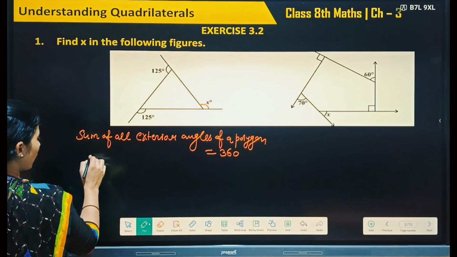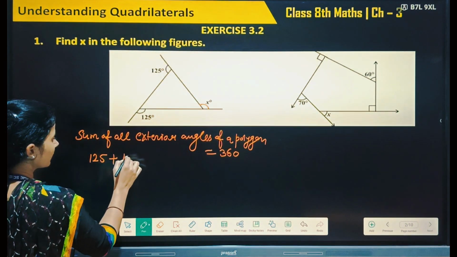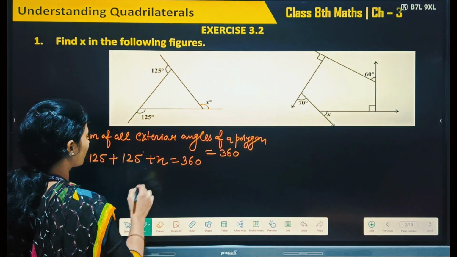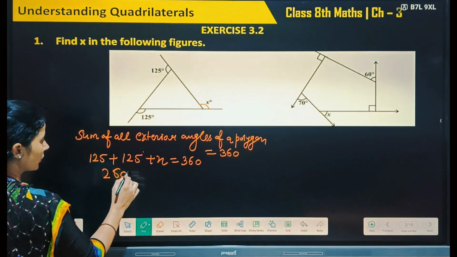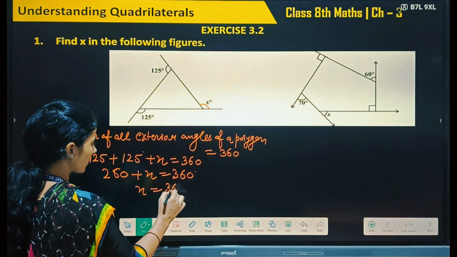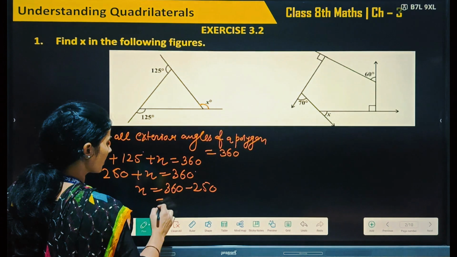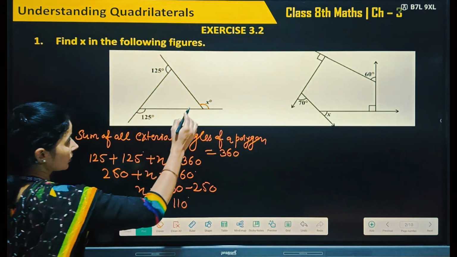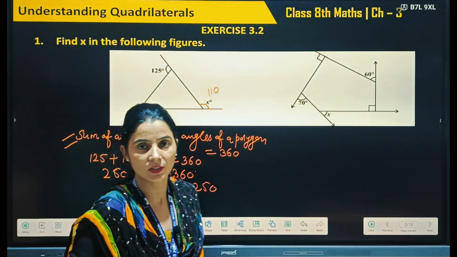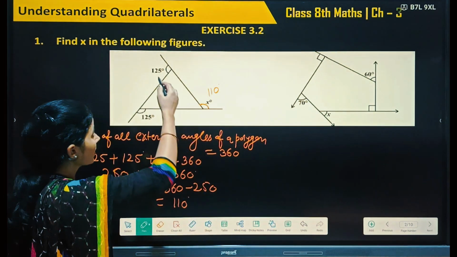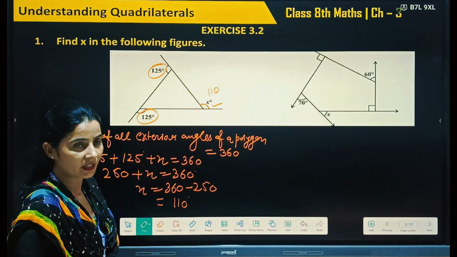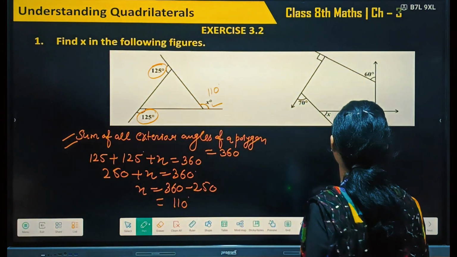Now add 125 plus x is equals to 360 degree. It is 250 plus x is equals to 360 degree. Now x is equals to 360 degree minus 250. Answer is 110. So this exterior angle will be 110. Using this one property, sum of all exterior angle of a polygon is equal to 360 degree. And now add this exterior angle of this polygon, and then you will get this x is equals to 110 degree. See next question, same property.